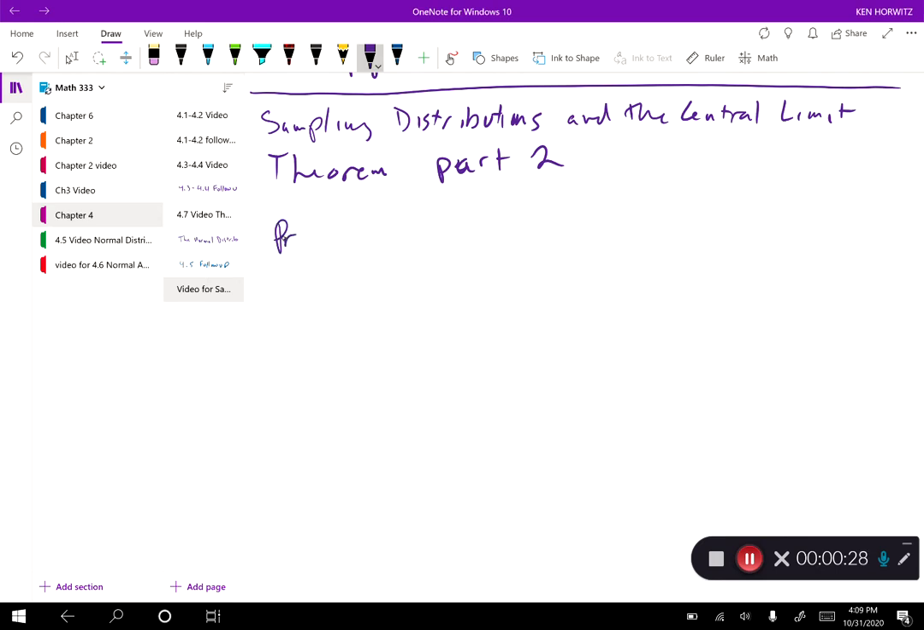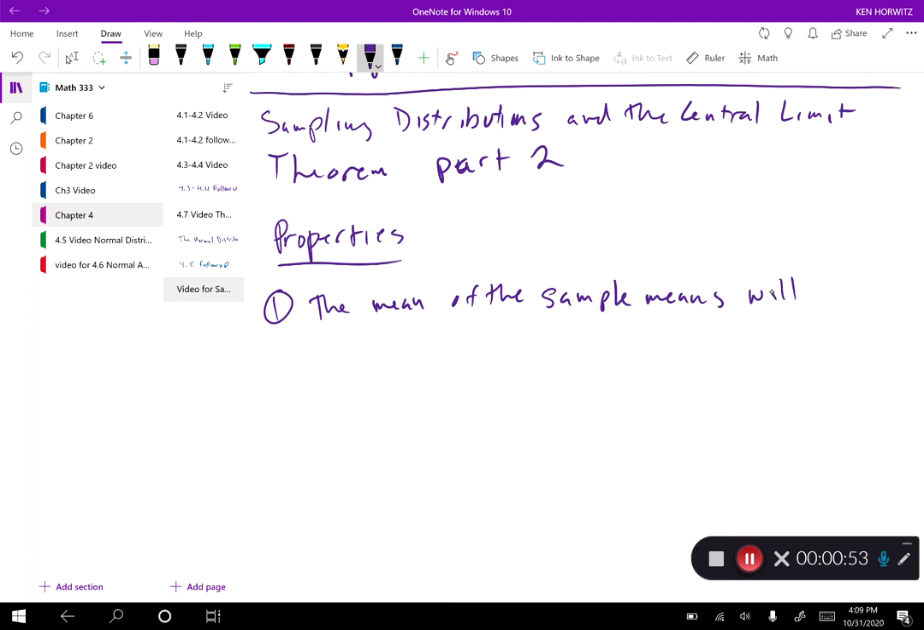All right, but let's go over some of the properties of the distribution of the sample mean. So some properties that we need to remember. The first one is the mean of the sample means will equal the population mean. And I'm not sure I have to say too much about this. We kind of proved it in part 1.